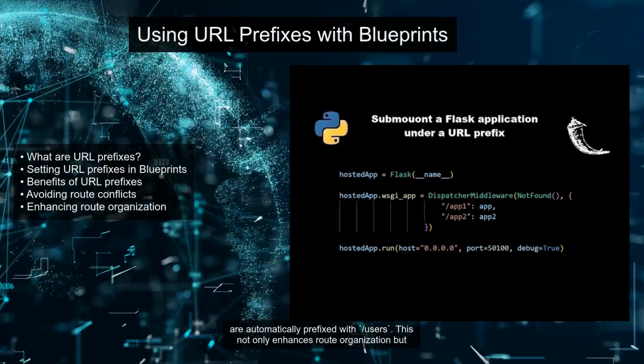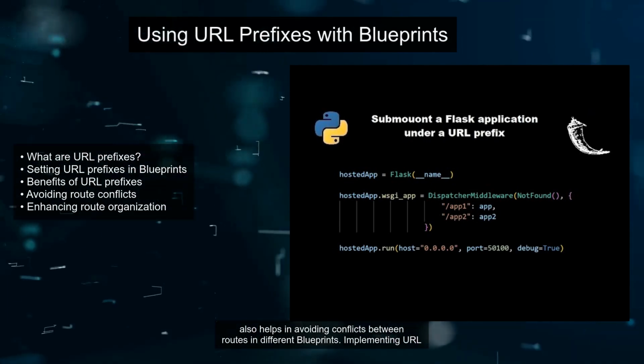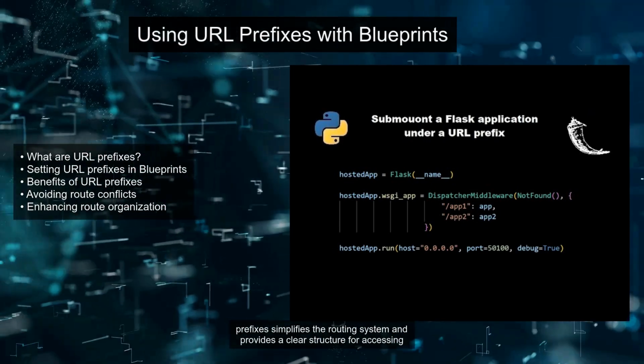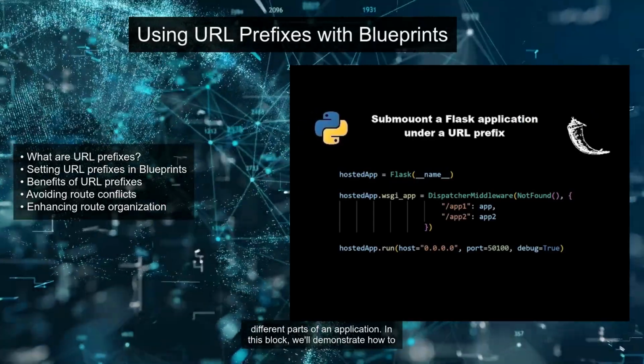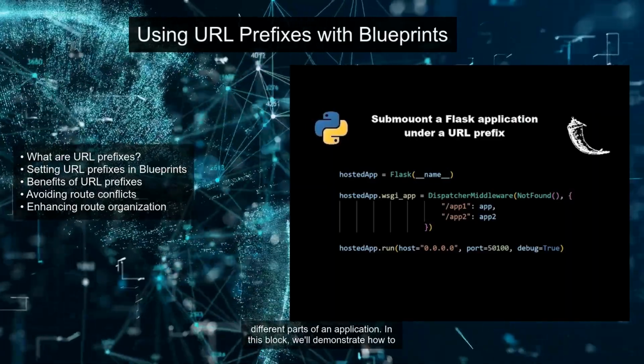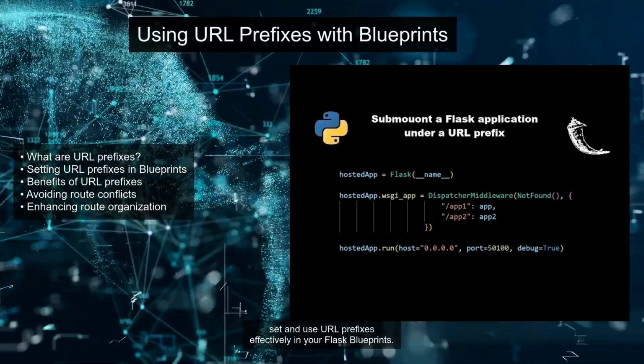This not only enhances route organization but also helps in avoiding conflicts between routes in different blueprints. Implementing URL prefixes simplifies the routing system and provides a clear structure for accessing different parts of an application. In this block, we'll demonstrate how to set and use URL prefixes effectively in your Flask blueprints.